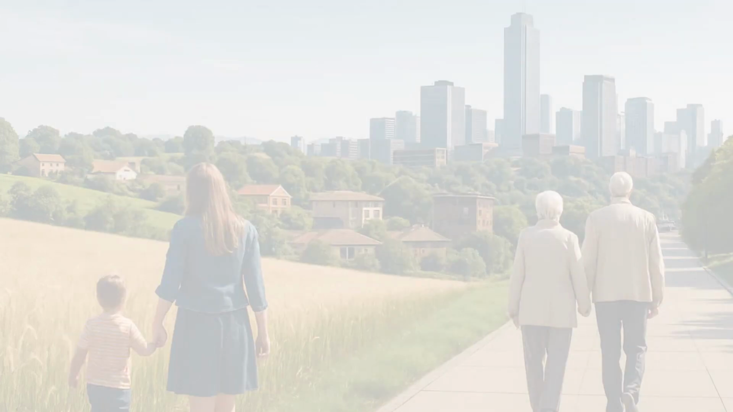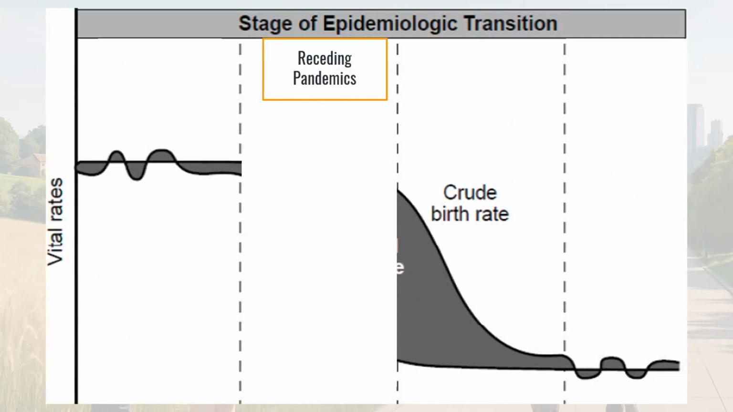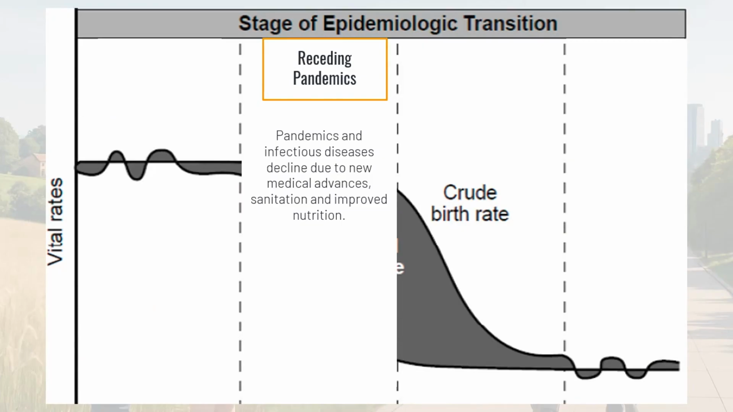In stage 2 of the epidemiological transition model, death rates begin to fall sharply. Why? Because pandemics and infectious diseases start to decline. Thanks to improvements in sanitation, nutrition, and medical advances, diseases like cholera or plague lose their grip on populations. Cities still have their challenges, overcrowding for example, but overall people are surviving much longer.